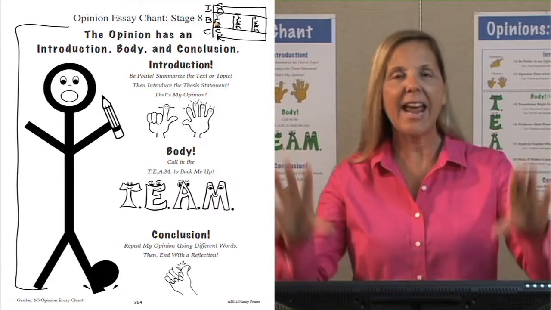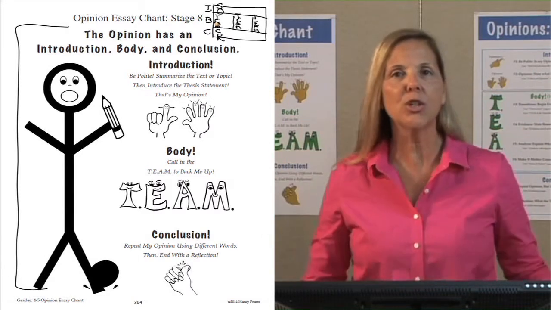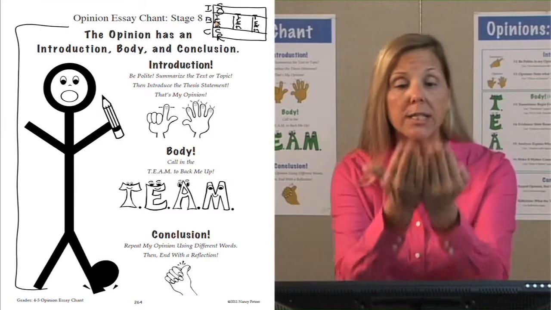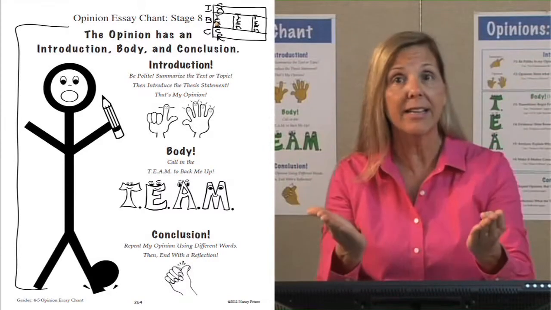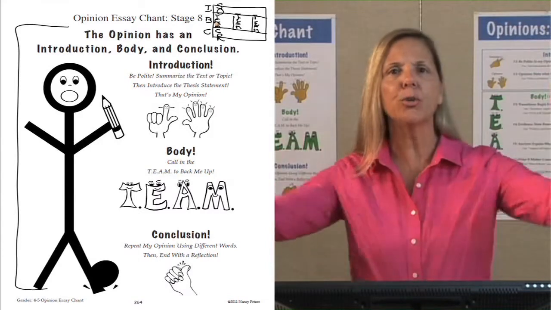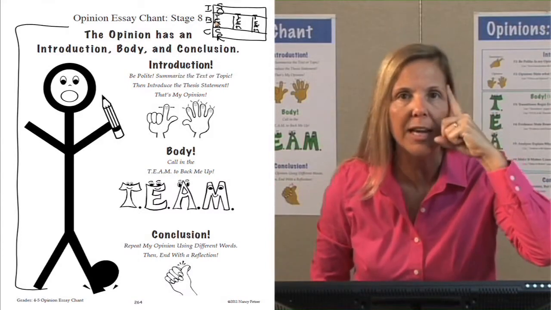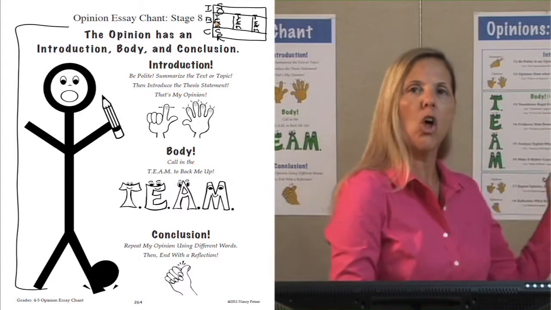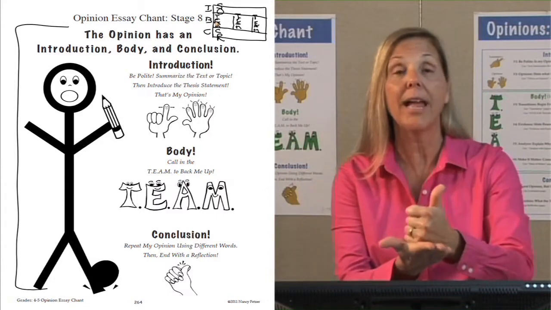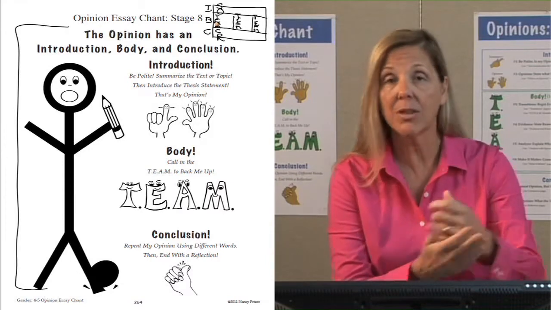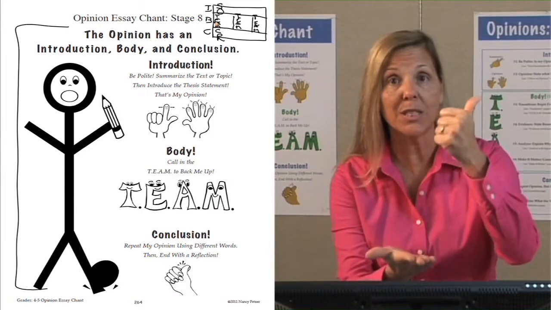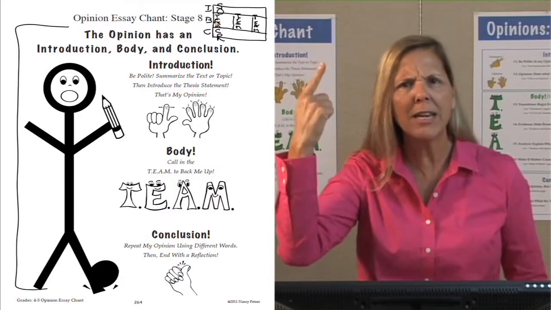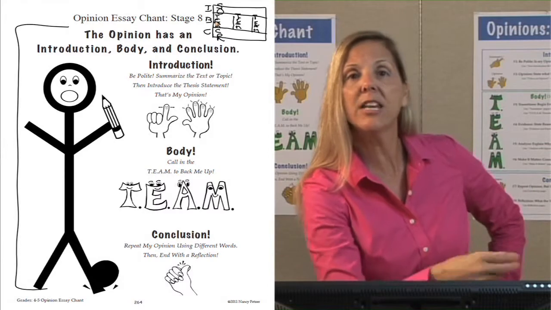Ready? The opinion has an introduction, a body, and a conclusion. In the introduction, be polite. Summarize the text or the topic. Then introduce the thesis statement. That's my opinion. After my introduction is the body, where I call in the team to back me up. And I can have more than one team, so I can call in teams to back me up. And then finally, conclusion, repeat my opinion, but use different words and end it with a reflection.